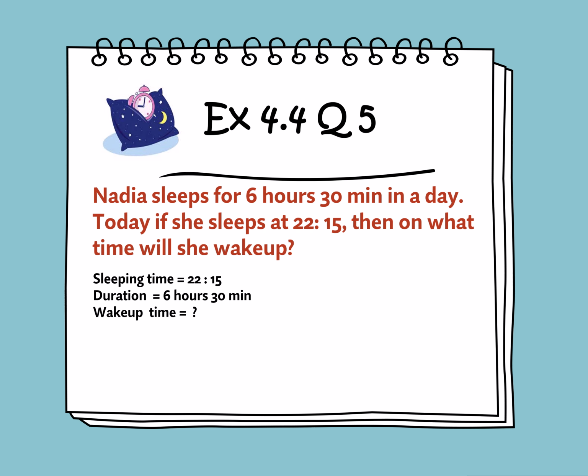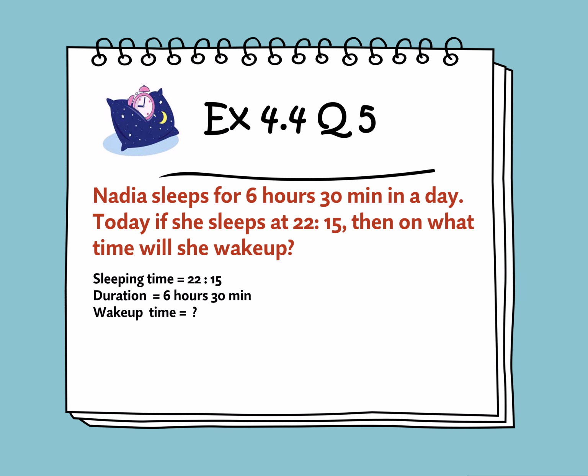This is exercise 4.4, question number 5. Nadia sleeps for 6 hours 30 minutes in a day. This is duration of her sleeping time. Today, if she sleeps at 22:15, it is the starting time when she started sleeping, and this time is in 24-hour clock time. Then at what time will she wake up? It means we have to find out the ending time.